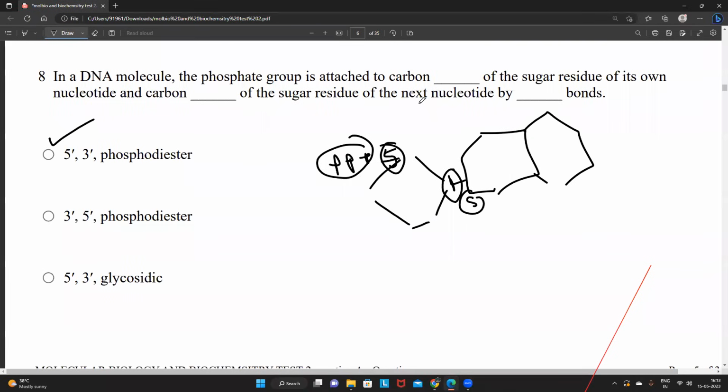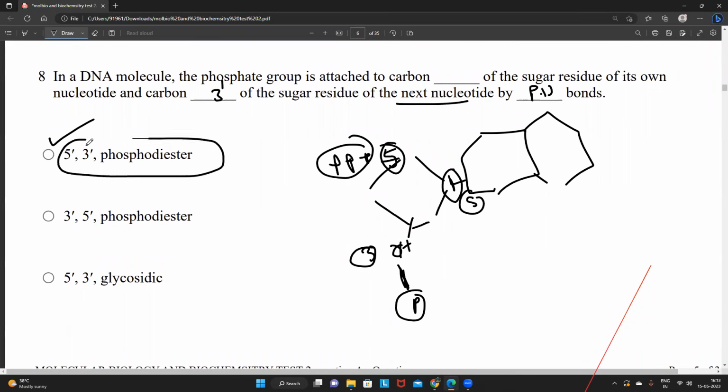And carbon of the sugar residue to the next nucleotide. This is what group? OH group. The OH group will go and associate with the phosphate group of the next sugar. Then the OH group is present at which carbon? Third carbon. What do you call this bond? Phosphodiester bond. So 3 prime, then phosphodiester bond.